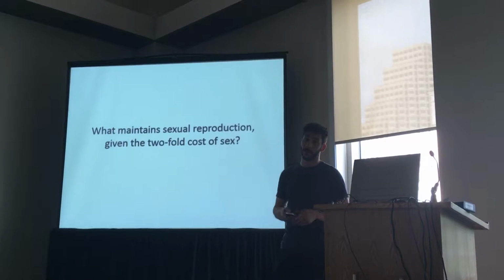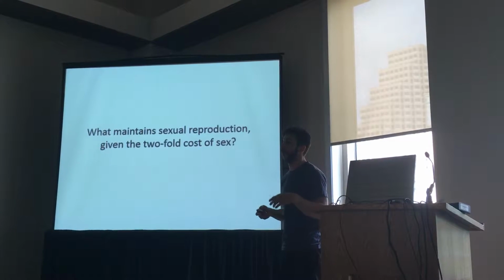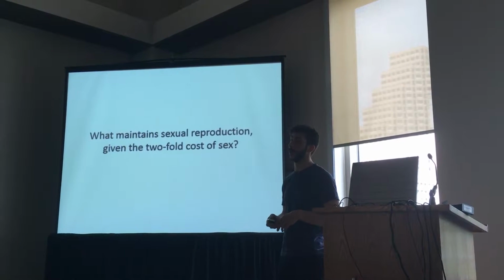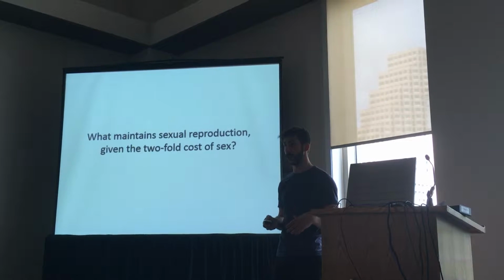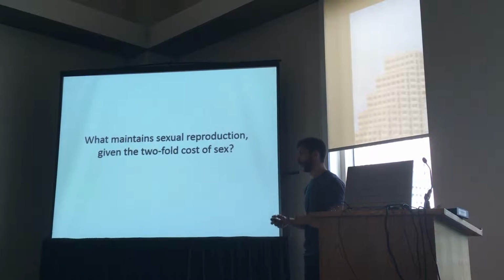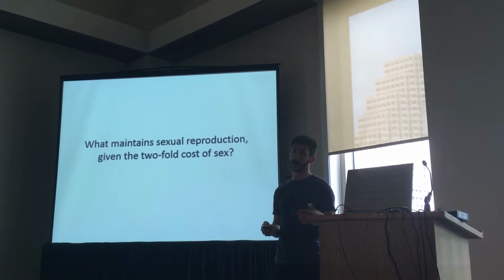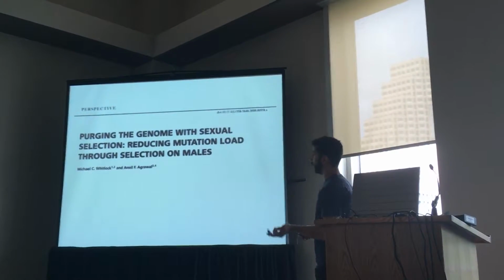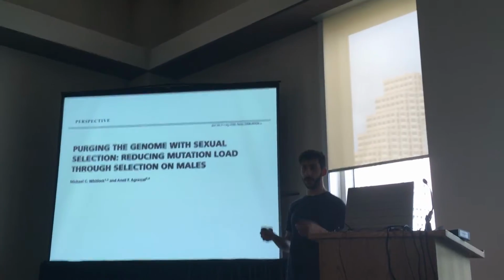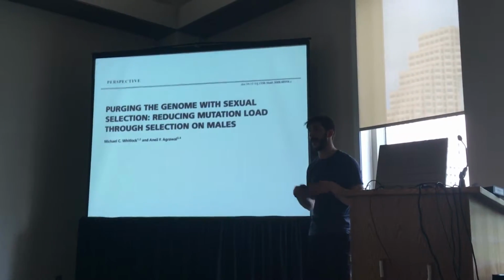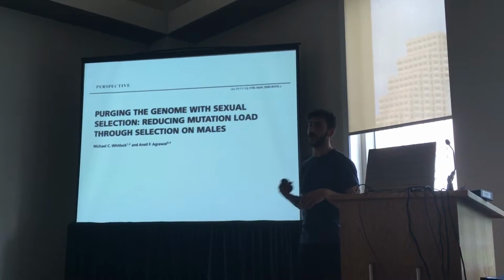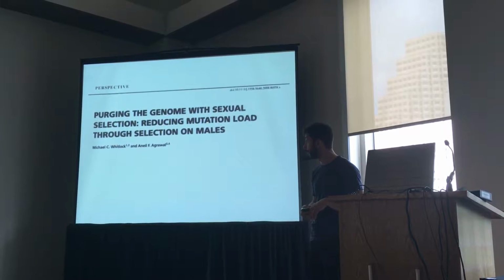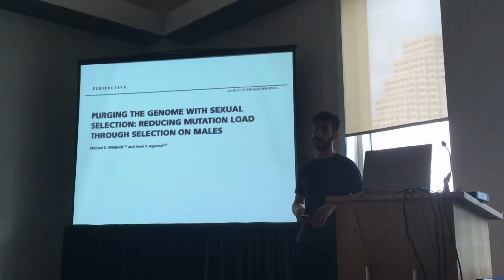Females pay what's called the twofold cost of sex: when they reproduce sexually, they only transmit half their genome to their progeny, whereas an asexual female would transmit her entire genome to her progeny. So what prevents an asexual female from invading a sexual population? One hypothesis is that by having males in the population and strong sexual selection on males, males can be used to purge the population's mutation load, increasing population mean fitness or population viability.